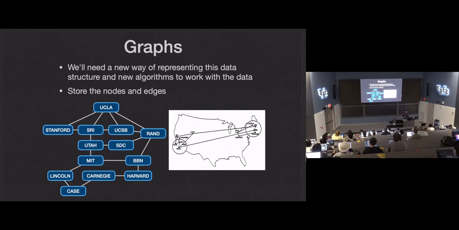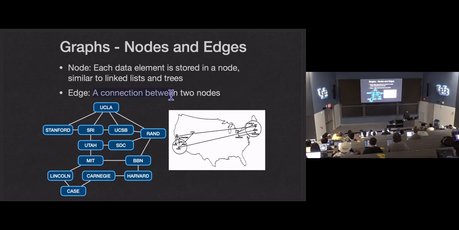So we have an edge, which is going to be a connection between 2 nodes. The idea of a node is pretty similar to what it's been. A node is going to know the information stored at that node. So this node has the value UCLA, this node has the value SDC, MIT, Utah, etc. But an edge is a new idea, where we used to have references to another node. Here we have the idea of an edge, which is a connection between 2 nodes. So there is an edge connecting UCLA and SRI. We'll store that in our graph to say, hey, those 2 nodes have a connection between them called an edge. We're going to store that separately. So a graph is defined by its nodes and its edges.